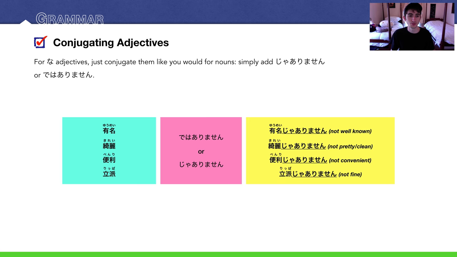So we have examples here. Yume, kirei, benri, rippa. Add dewa arimasen or ja arimasen, and you get yume ja arimasen. Not well known, not famous. Kirei ja arimasen. Not pretty or not clean is what it could mean. Benri ja arimasen. Not convenient. Rippa ja arimasen. It's not fine, not splendid, not that great.